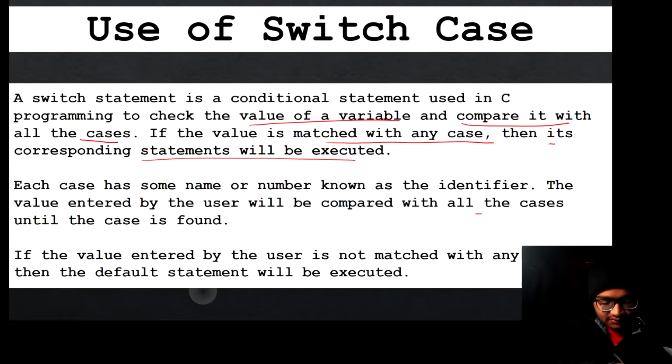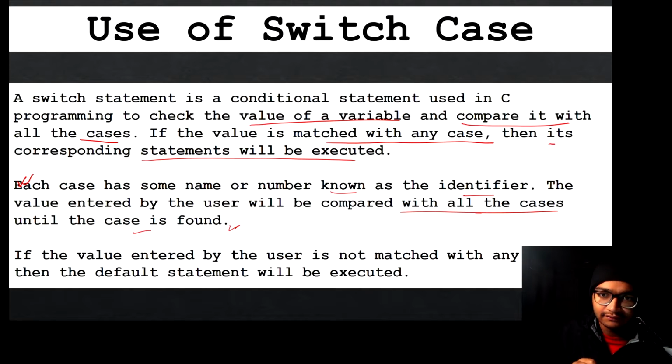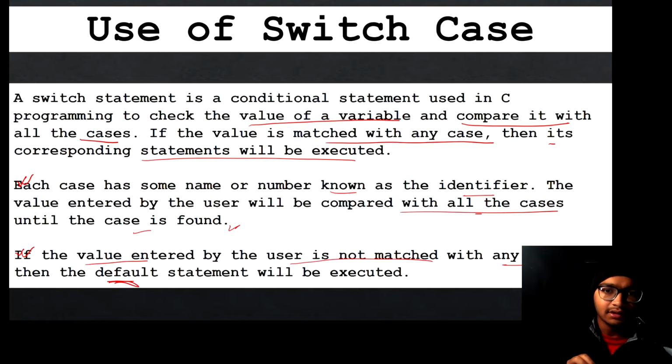The next point: each case has some name or number known as an identifier. The value entered by the user will be compared with all the cases until a matching case is found. Now it may happen that none of the cases is matching. So what will happen in that case? See here, if the value entered by the user does not match any case, then the default block or default statement will be considered for execution.